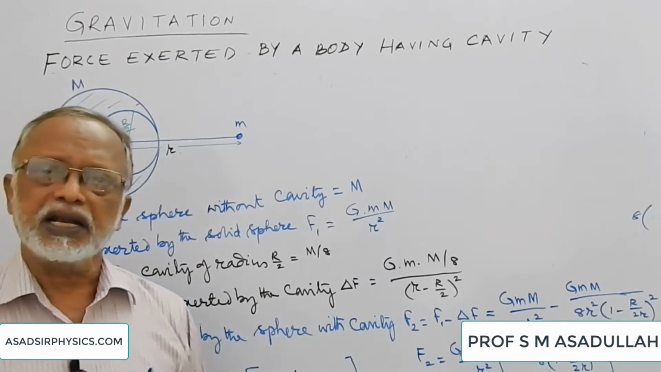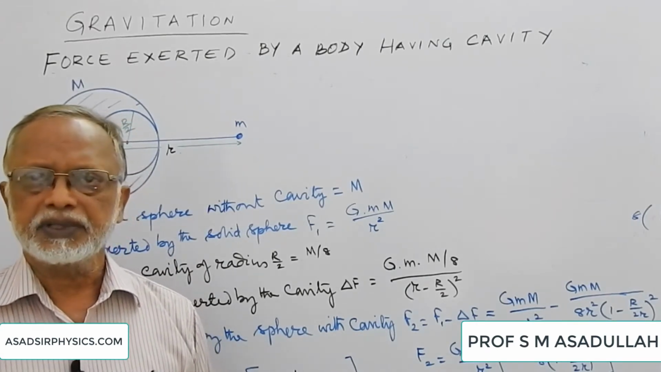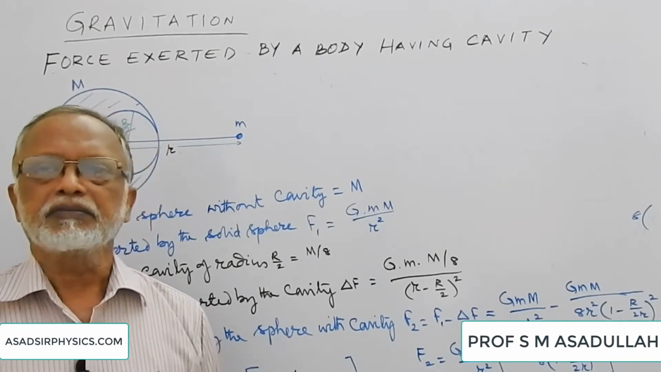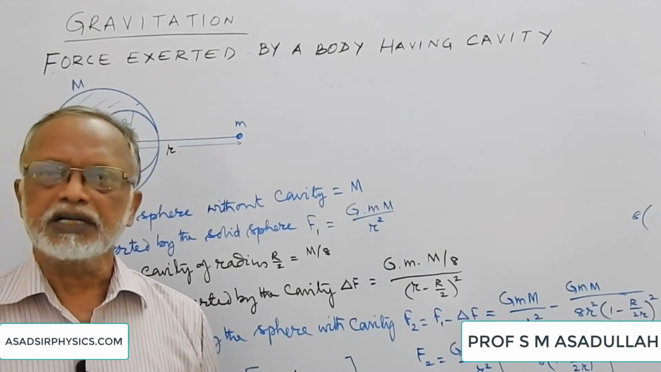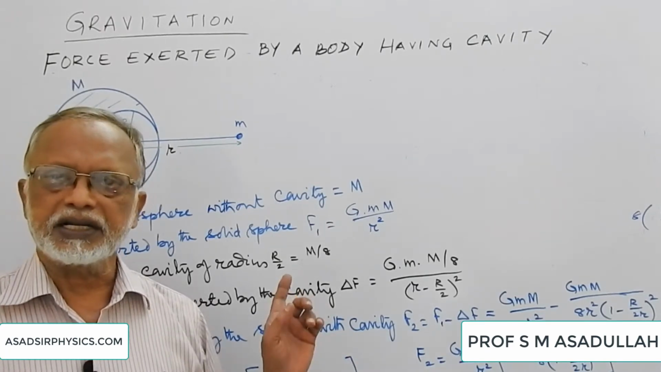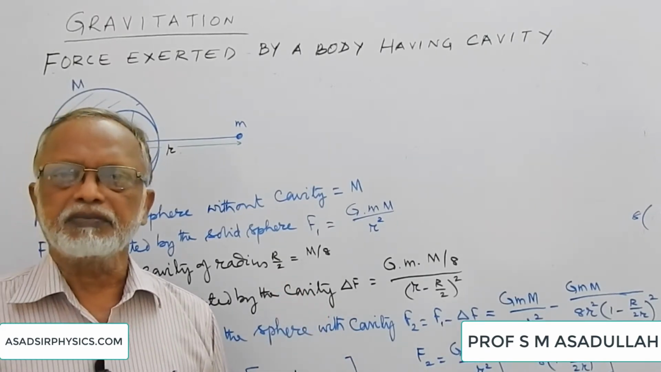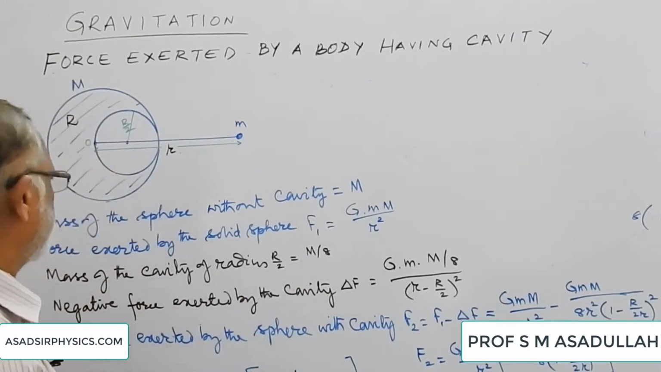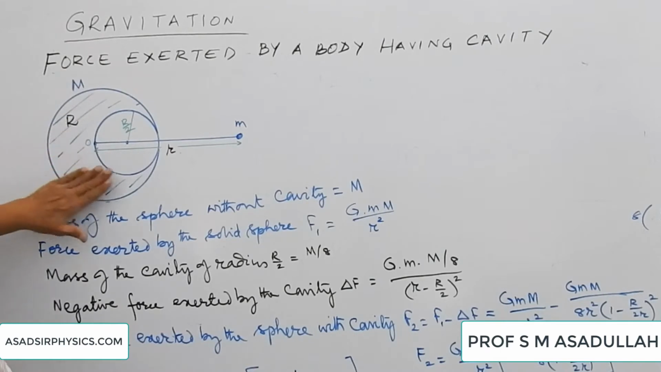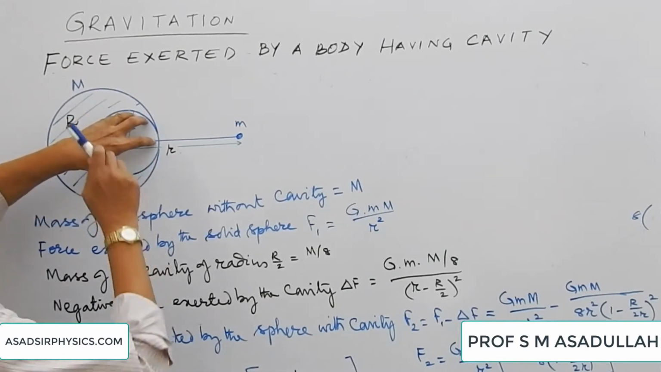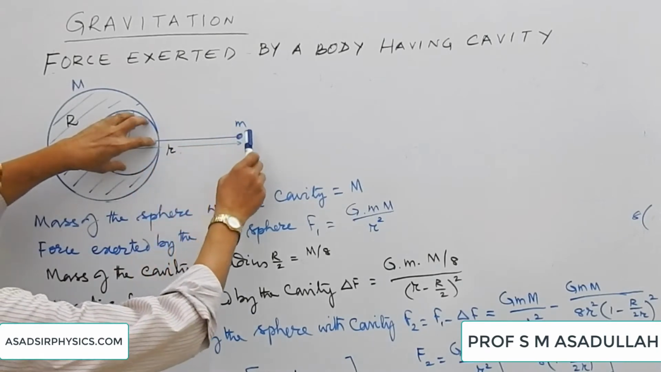You can be given a cavity of any radius. Then how to find the equivalent mass of that cavity? We know that for a sphere, mass is proportional to the cube of the radius. Here we are taking radius R by 2, so the mass will be equal to how much? M by 8. Now what do we do? We imagine that this sphere is absent, only this matter is present. That is, mass is M by 8 and point mass m.